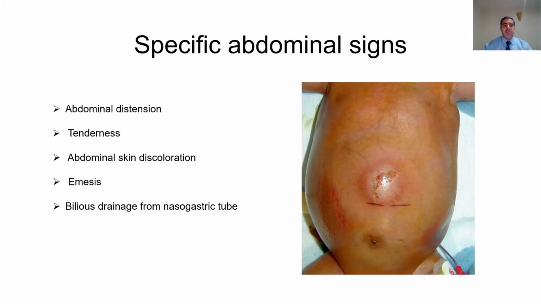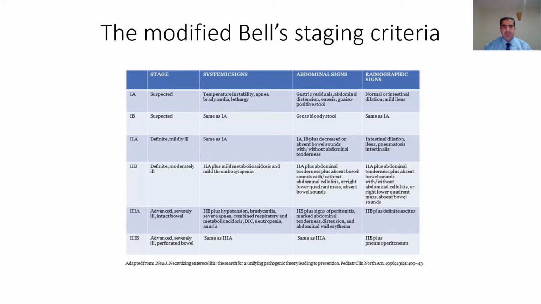Specific abdominal signs might include abdominal distension, as you can see in the figure or in the picture here. It can include tenderness, abdominal wall discoloration, emesis, and bilious drainage from the nasogastric tube.